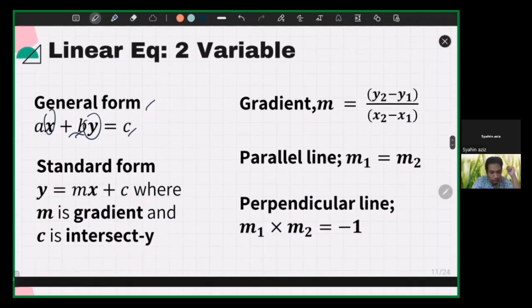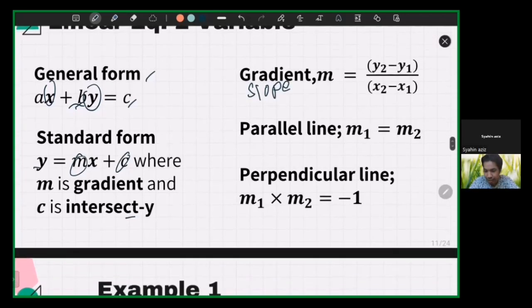For the standard form, y equal to mx plus c, where m is the gradient and c is the y-intercept. The gradient formula is y2 minus y1 over x2 minus x1. Before I forget, gradient can also be called slope.